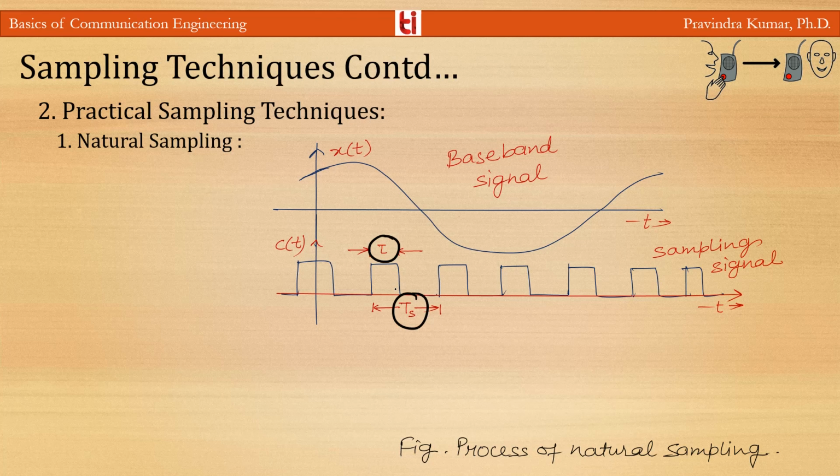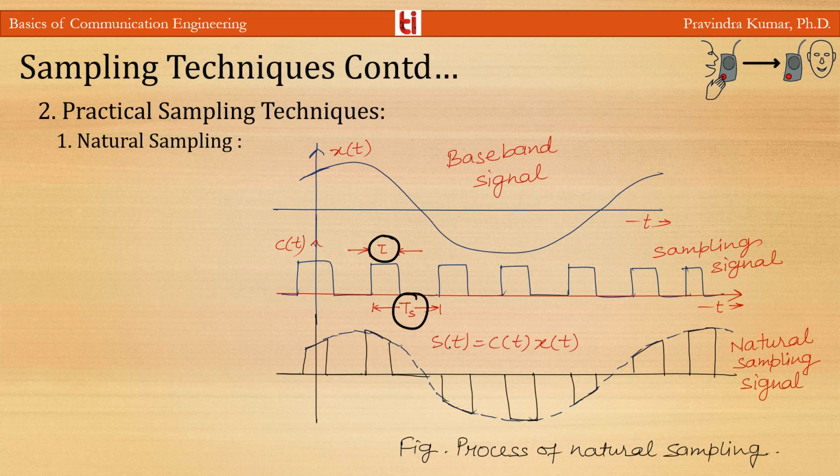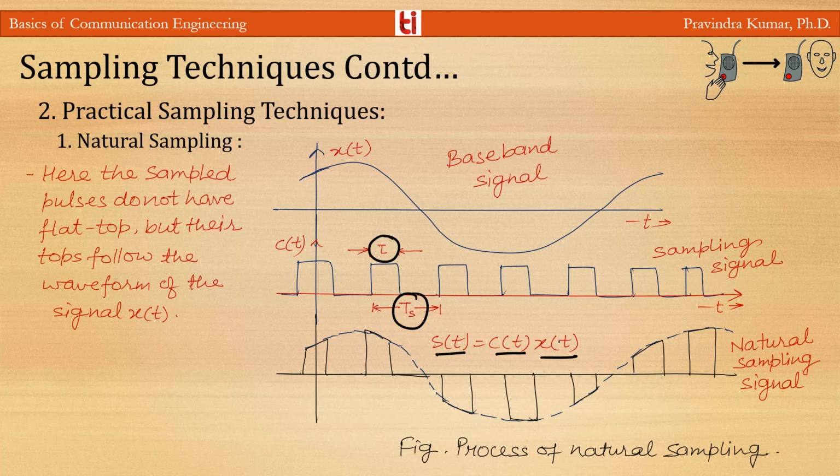You can see on your screen the baseband signal x(t) and the sampled signal s(t). The sampled signal is the product of the sampling signal and the baseband signal. It is a train of pulses of width tau whose amplitude varies according to x(t). So these pulses do not have a flat top, but their top follows the waveform of x(t), and the sampling rate is greater than or equal to the Nyquist rate, that is fs greater than or equal to 2fm.